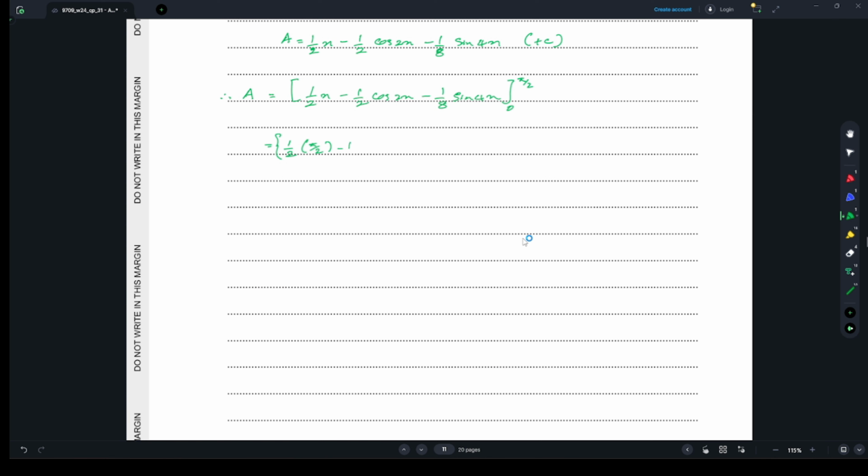Times pi over 2 minus here half cos 2 minus 1 over 8, over 2, and minus with 0, so half times 0 minus cos 2 times 0 minus 1 over 8 sine 4 times 0.